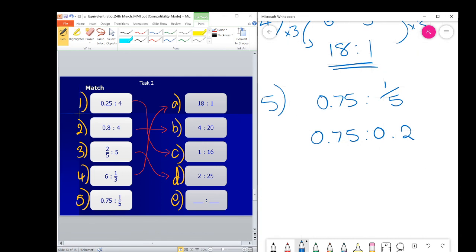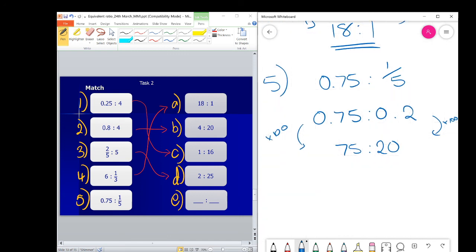However, this one I could times by 10 and it would be 2, but that would be 2 to 7.5, which I've still got decimals involved. I don't want decimals involved. So I'm going to times this side, so also the other side, by 100. So if I times it by 100, then that's going to be 75 to 20.